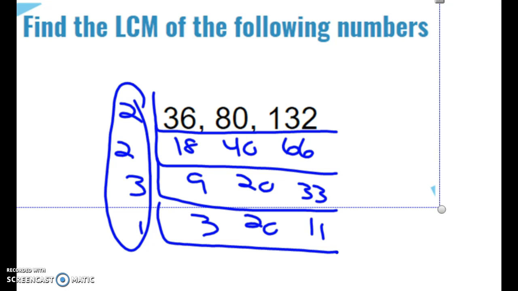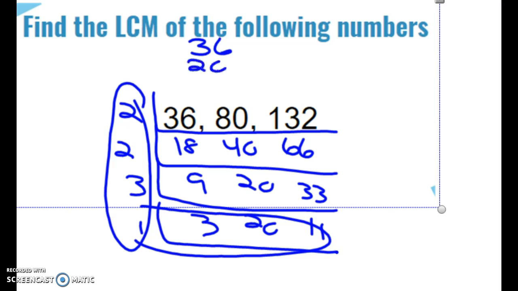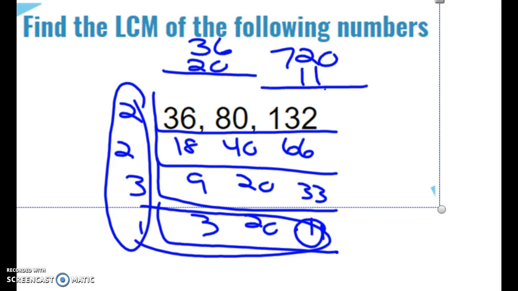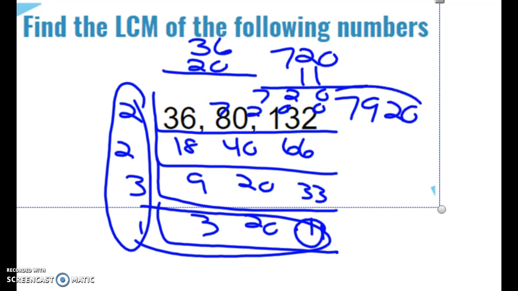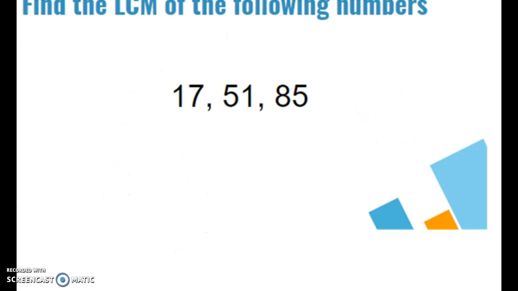So let's see where we are at. 2 times 2 is 4, 4 times 3 is 12. But I also have to multiply by everything in here. So 12 times 3 is 36. 36 times 20, that's 720. And then I have to do 720 times my 11 over here. So 720 times 11, that's going to be 7,920. 7,920 would be your LCM. So remember, with LCM, you should be getting bigger answers, which is definitely what we got here.